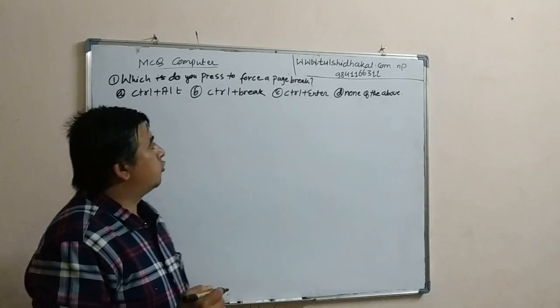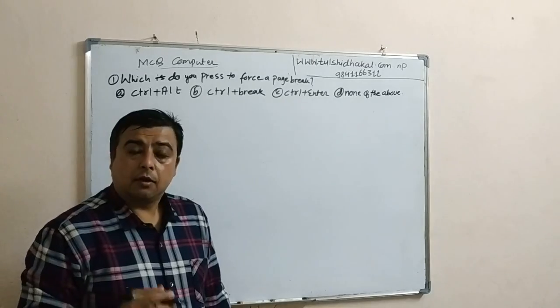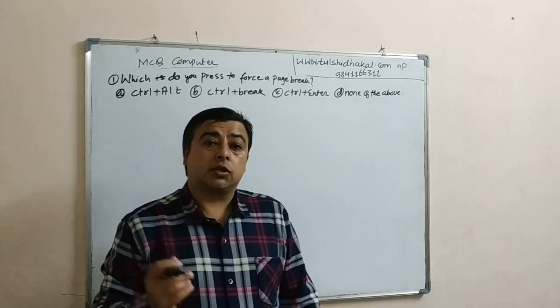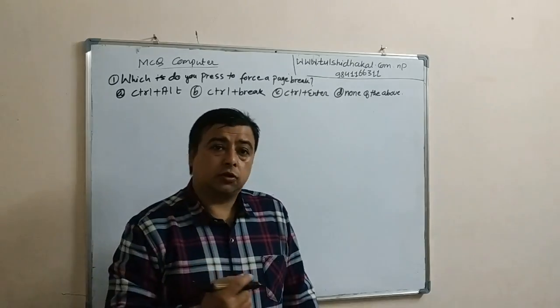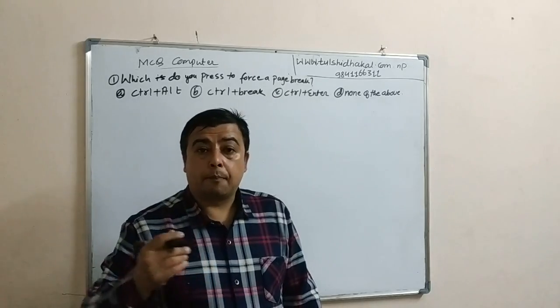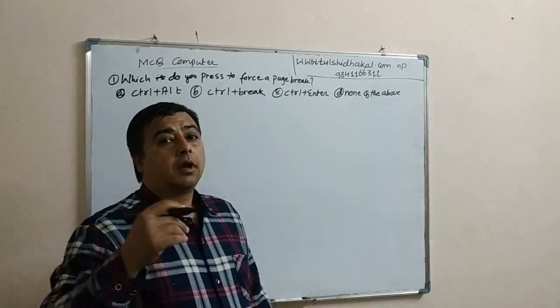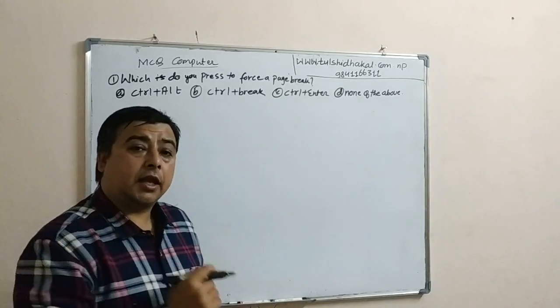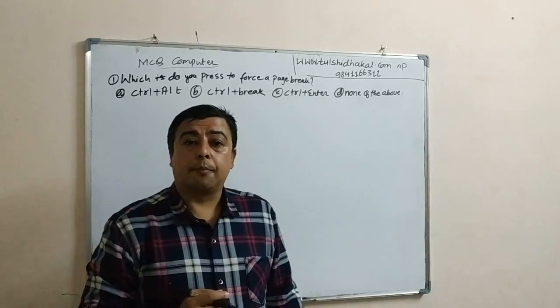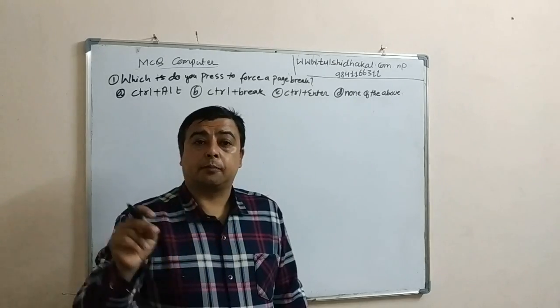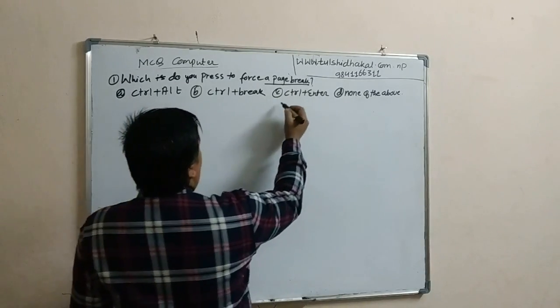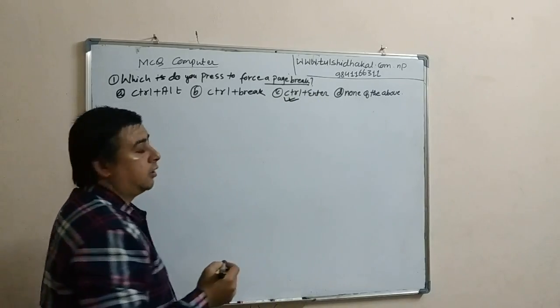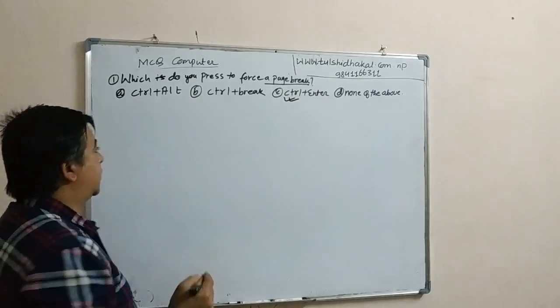Which do you press to force a page break? For a page break, we use the shortcut key Control Enter. For line break, we use Shift Enter. For paragraph break, we press only the Enter key. As well as for the column break, Control plus Shift plus Enter. In this question we have to find out the page break, so Control plus Enter is the best answer. So option number C is the correct answer.